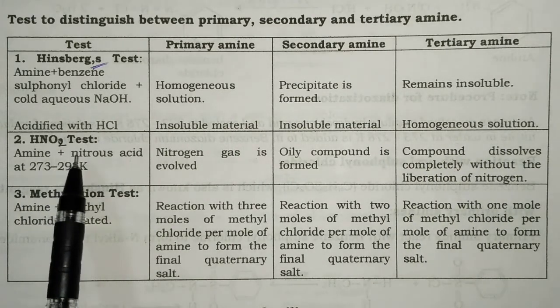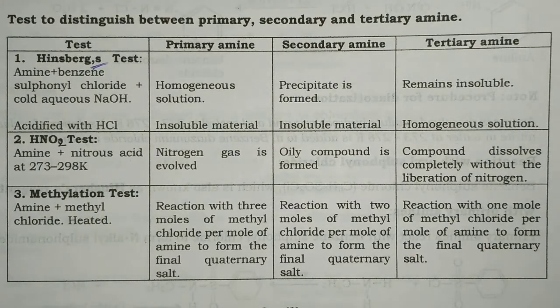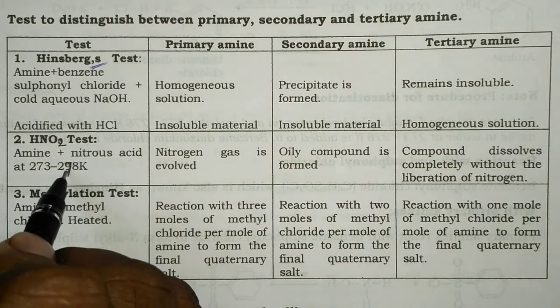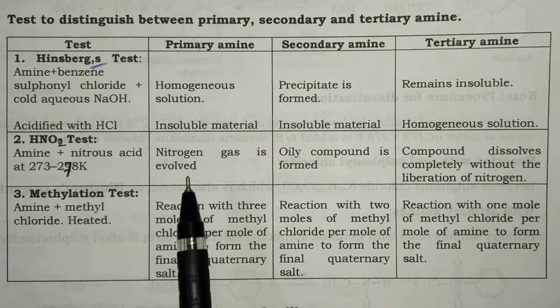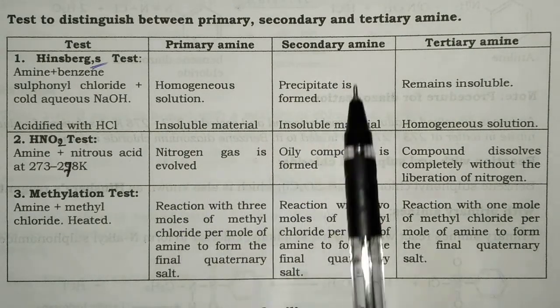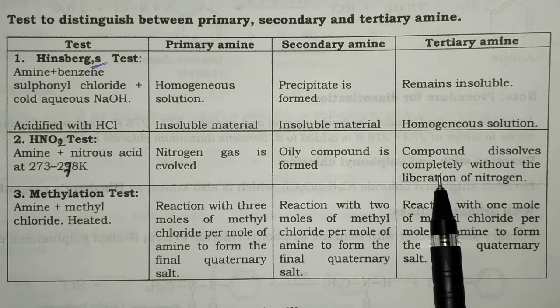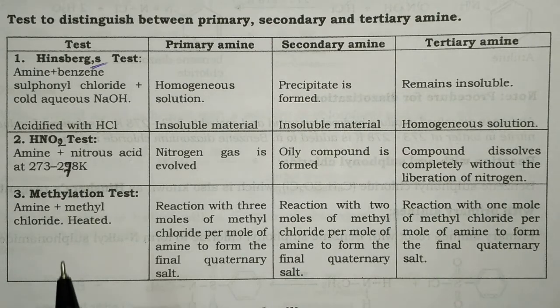Similarly, the nitrous acid test: amines are treated with nitrous acid at 273 to 278 Kelvin. Primary amines liberate nitrogen gas. With secondary amines an oily compound is formed. With tertiary amines the compound dissolves completely without the liberation of nitrogen gas. Already discussed in the chemical properties.